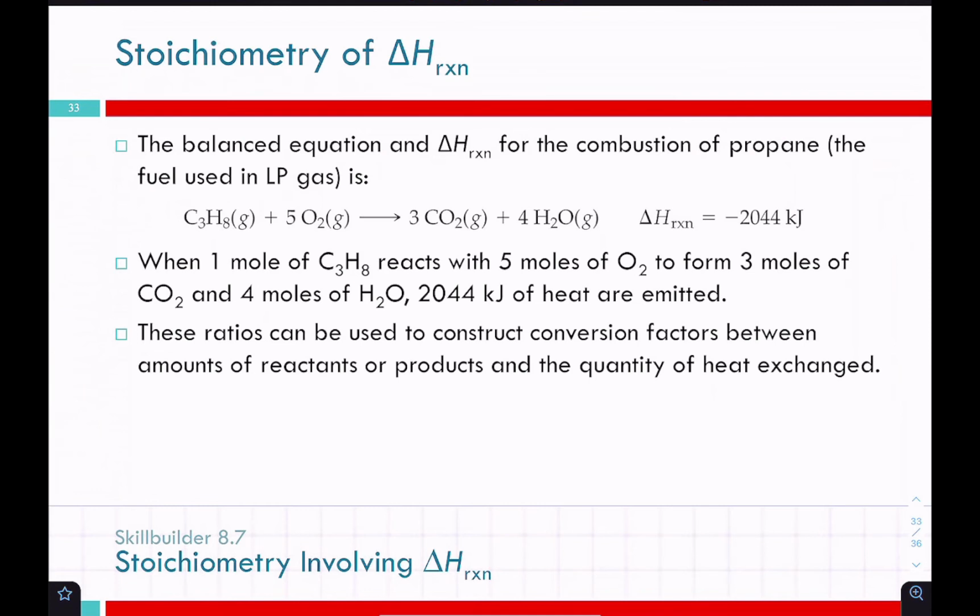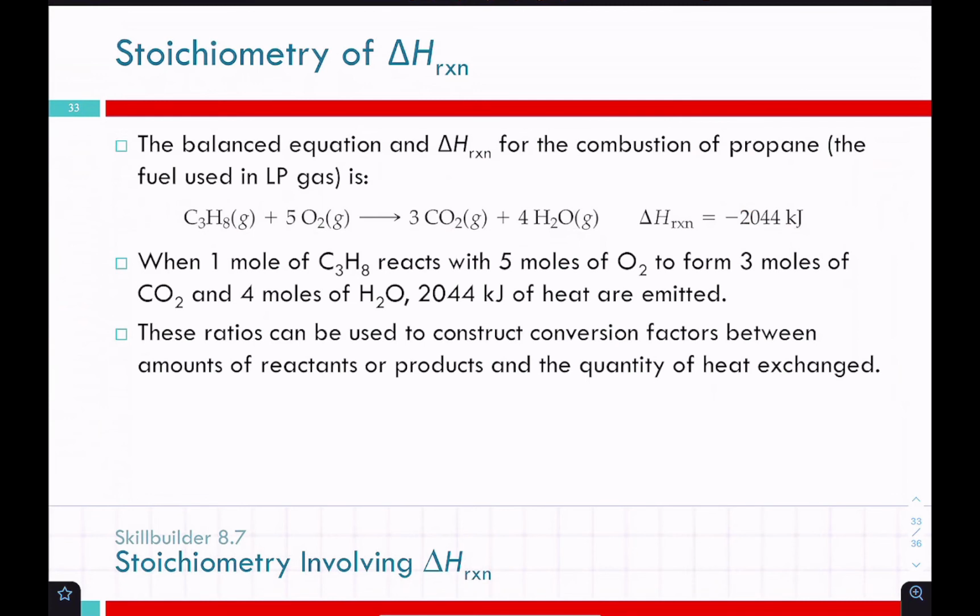So for a balanced chemical equation and delta H of reaction, say that 1 mole of propane reacts with 5 moles of oxygen to make, and releases, and we know it's releasing it because it's negative, releasing 2,044 kilojoules of heat. Along with the CO2 and H2O that's also produced.